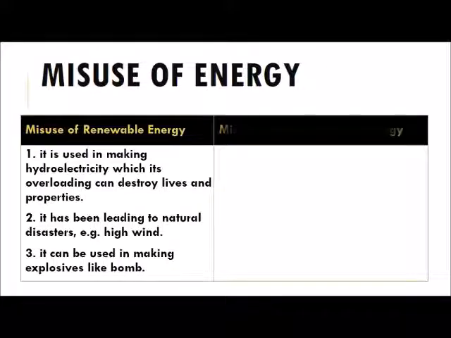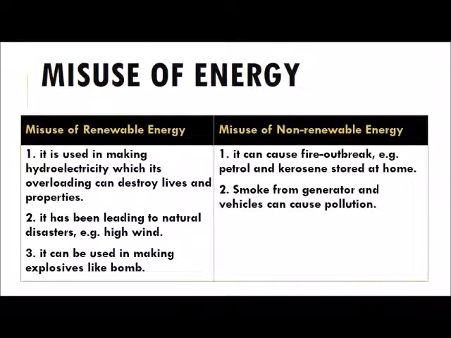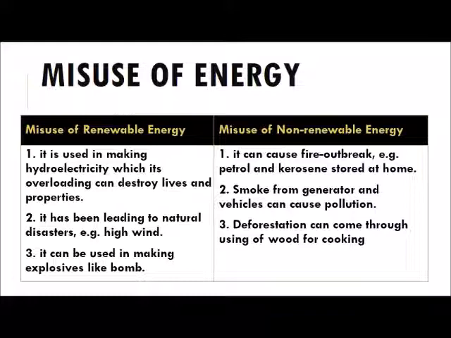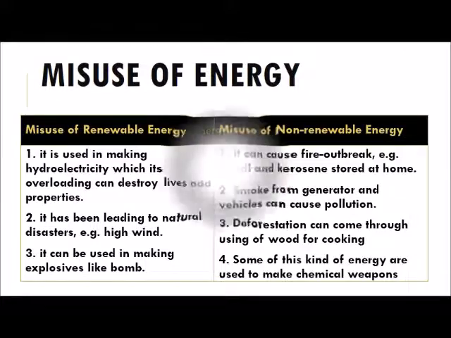Now let's look at the misuse of non-renewable energy. 1. It can cause fire outbreak, for instance, petrol and kerosene stored at home. 2. Smoke from generators and vehicles can cause pollution. 3. Deforestation can come through using of wood for cooking. And 4. Some of these kinds of energy are used to make chemical weapons.